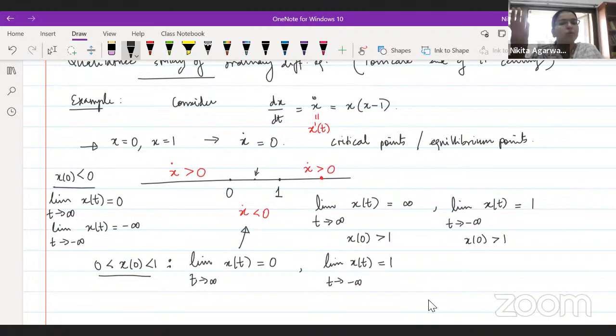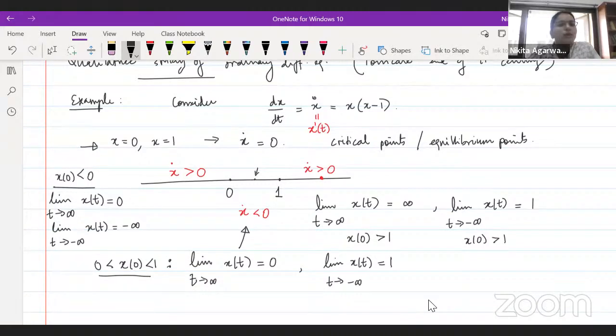No matter where you take the initial condition, now you know what is going to be the eventual behavior of that trajectory. I don't know the exact solution, but I know the behavior. No matter which point you take strictly greater than 1, all the points have the same fate, right? As far as eventual fate is concerned, they're all going to, in positive time, go to infinity, and in negative time, go to 1.